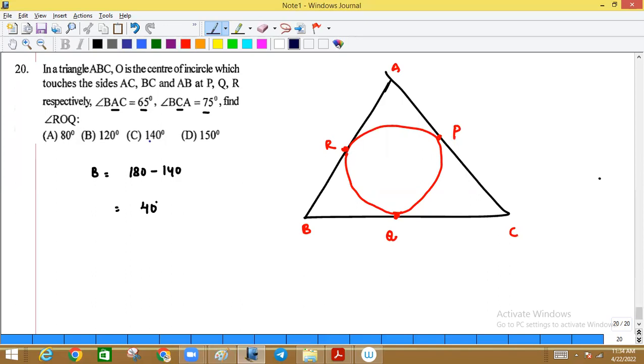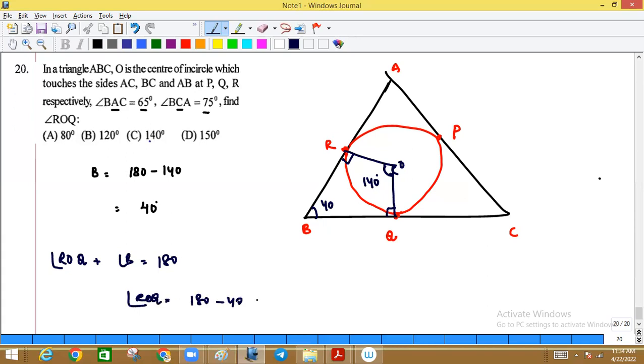R, O is the in center. 90 degrees, 90 degrees, B is 40. Obviously, what is this? It is a quadrilateral 90, 90, 180. It is 40 means remaining is how much? We know that ROQ plus angle B is equals to 180. ROQ is equals to 180 minus 40.